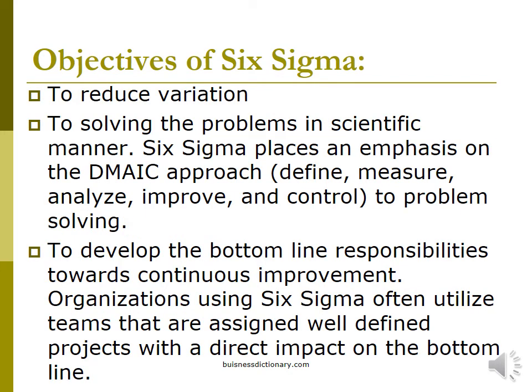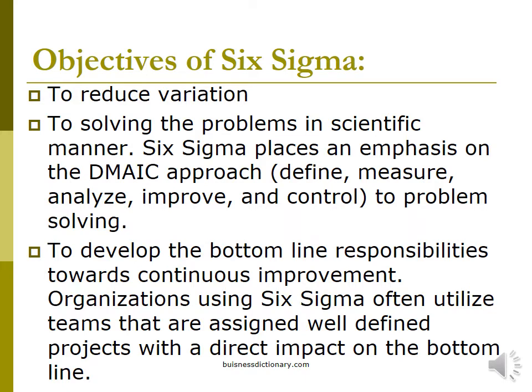Okay? And what are the objectives of Six Sigma? First, to reduce variation, of course, to limit the errors or the defects. Next is solving problems in a scientific manner. Of course, our organization faces different challenges and problems, and we have to solve them. And it should be in a scientific manner.